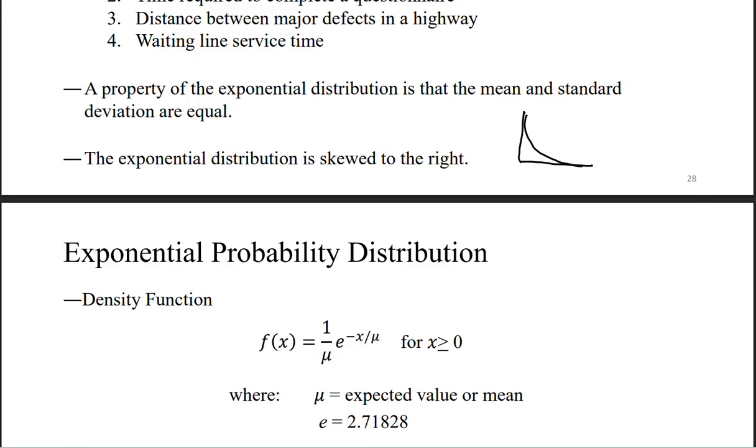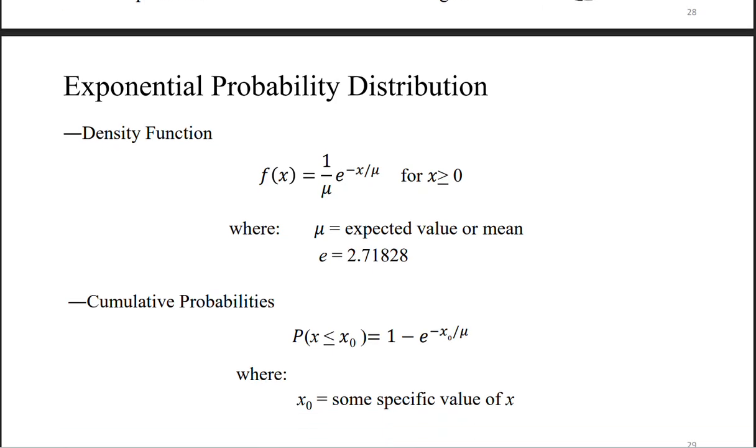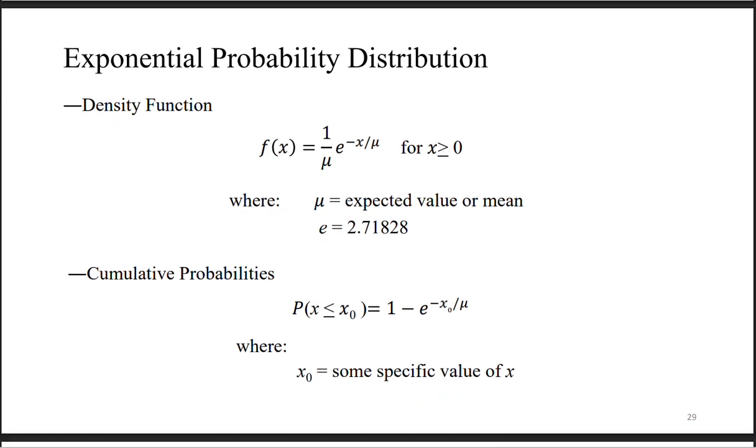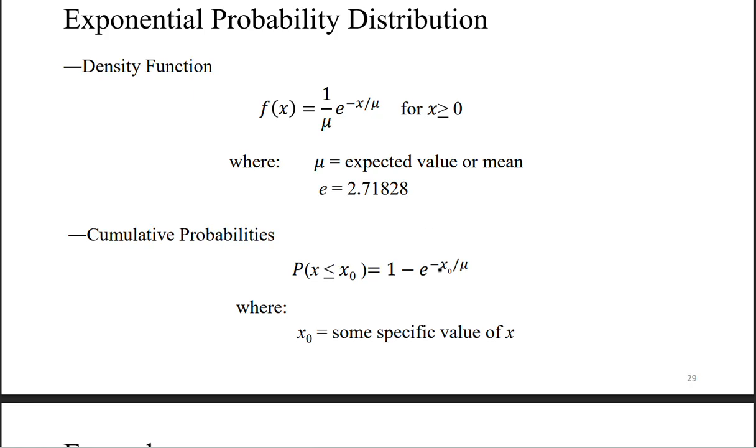So like we've been doing for the other probability distributions, let's look at how we calculate the probability for an exponential distribution and then how we find the mean and standard deviation. This is the probability density function, but what we want to use is the probability distribution function. And so we will be using this formula here to find the probability for an exponential distribution.